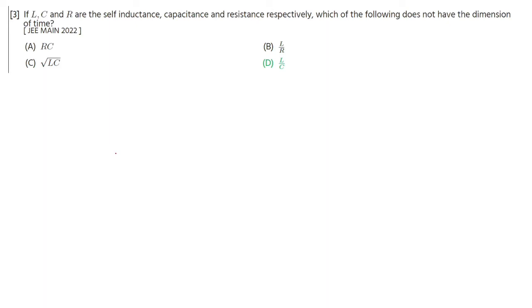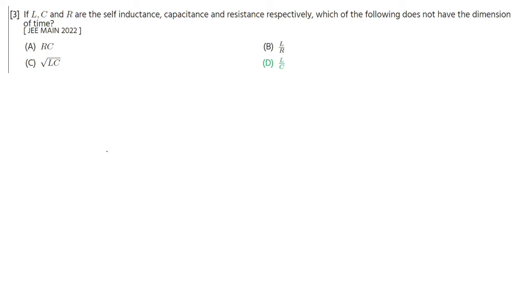In an LCR circuit, that means an inductor, a capacitor and a resistor, L is nothing but self-inductance, C is capacitance, and R is the resistance respectively. Which of the following does not have the dimensions of time?